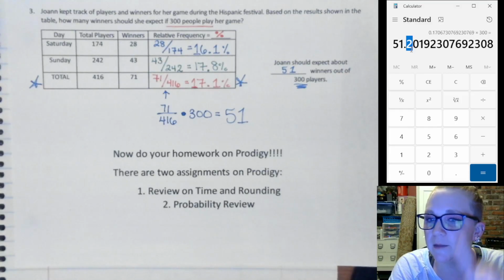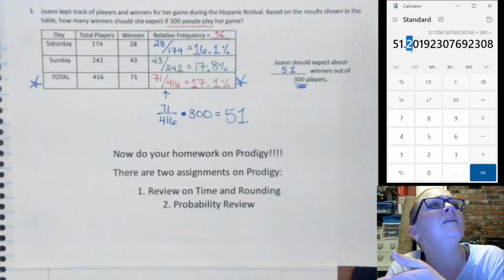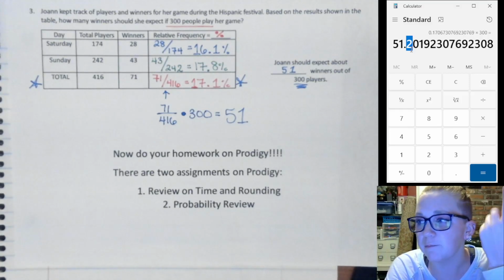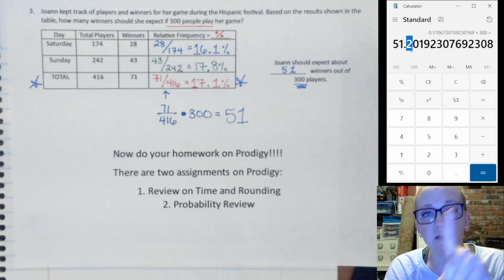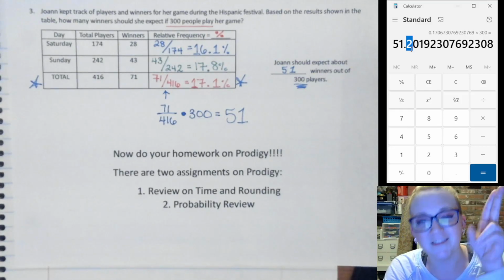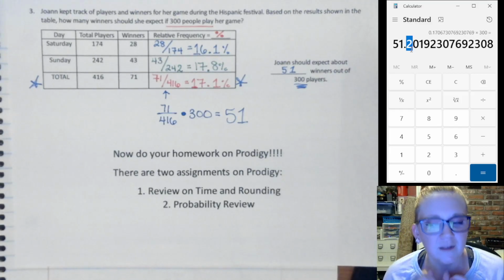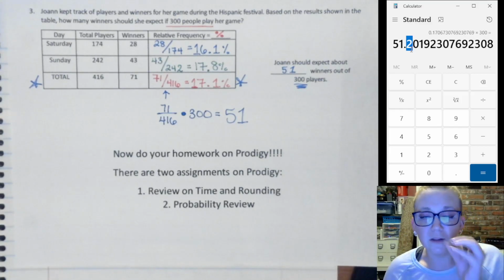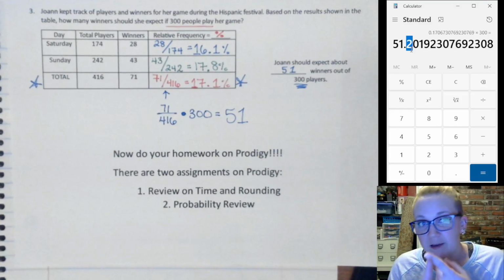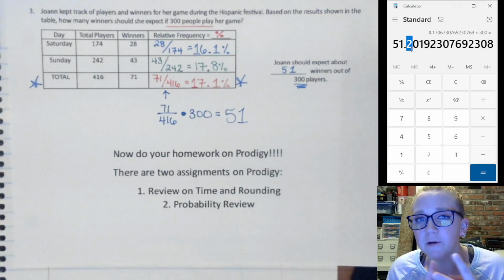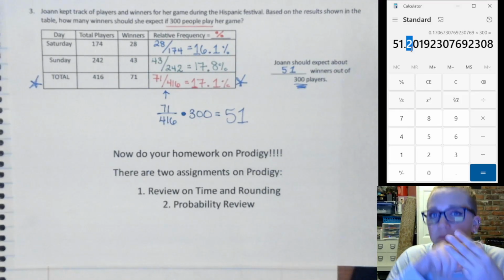Same thing with telling time. I don't know how many times I've gotten asked, what time is it? And they're like, I don't know. So you have a Prodigy that's all about rounding and telling time. That's the first one. The second one is about probability. Okay, so just be aware. If it looks like you're getting the wrong questions, you're not. You're going to have questions about time, rounding numbers, since a lot of us forgot, and then about probability. So make sure you work on those.